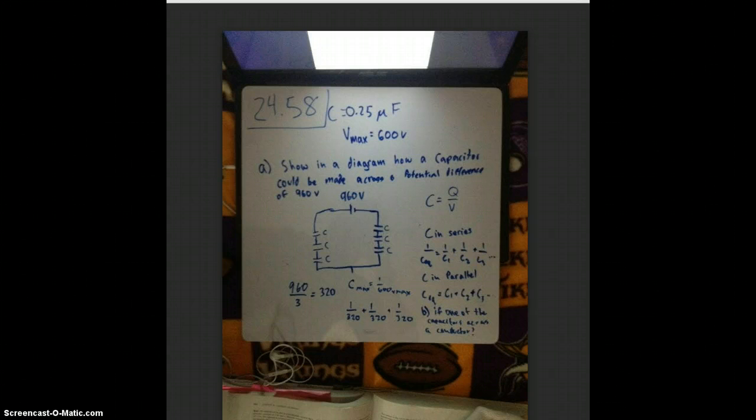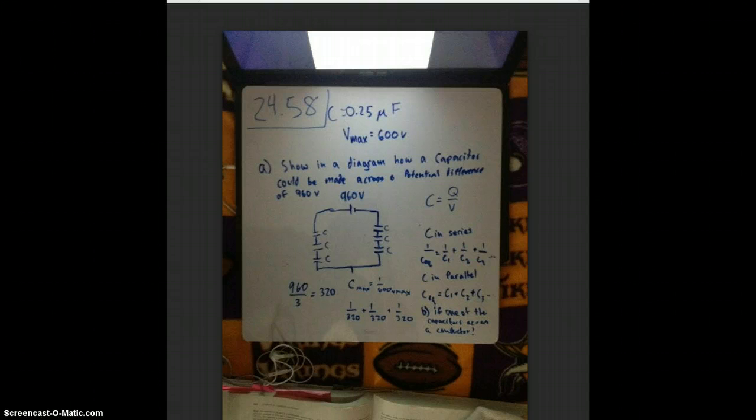You need to make a capacitor with capacitance of 0.25 microfarads to be connected across a potential difference of 960 volts. So A says, show in a diagram how an equivalent capacitor with desired properties can be obtained. So I said because it's in series that 1 over capacitance would be just added up like 1 over C1 plus 1 over C2 plus 1 over C3, dot, dot, dot, dot. And in parallel, the equivalent is C1 plus C2 plus C3.